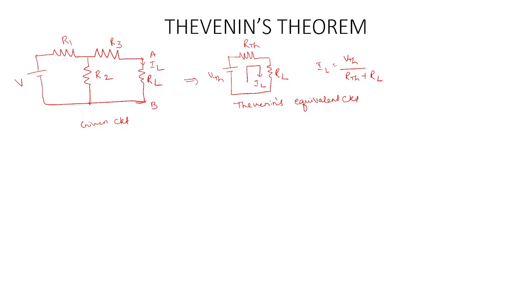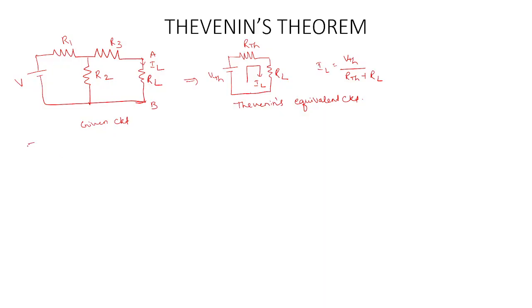circuit. So this theorem states that the circuit having a number of voltage sources, resistances and open output terminals is replaced with a single equivalent circuit consisting of a single voltage source in series with a resistance. This voltage is equal to the open circuit voltage across the output terminals, and this resistance R Thevenin is equal to the resistance which is seen into the network at the output terminals.